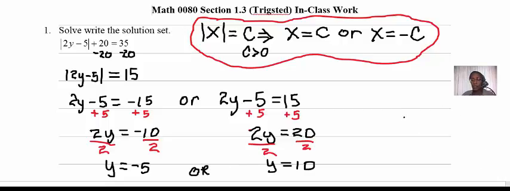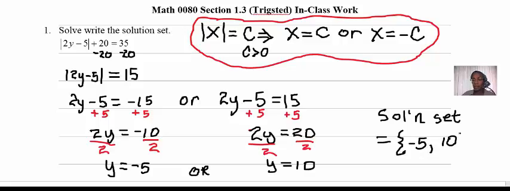So typically in my math lab on a problem like this, you're going to be entering a solution set. And in this case, the solution set contains the numbers -5 and 10.